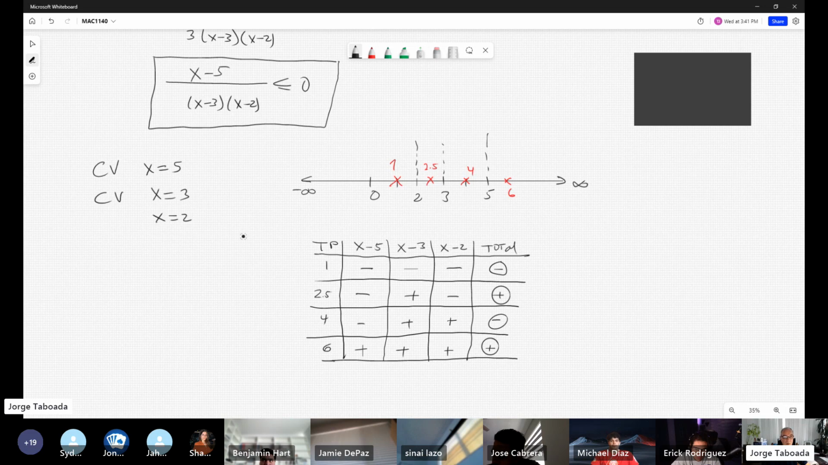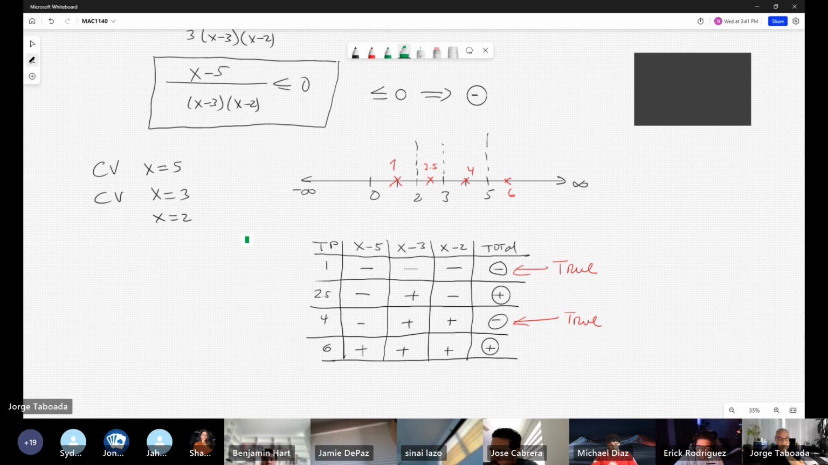However, we come back to the beginning. And there our inequality in this example is less than or equal to 0. That is synonymous with being negative. So the true guy is the negative. This is the true guy, and this is the true guy. The true guy was when the testing point was 1, so this interval, and 4, because this interval. The rest, 2.5 doesn't work, and 6 doesn't work.